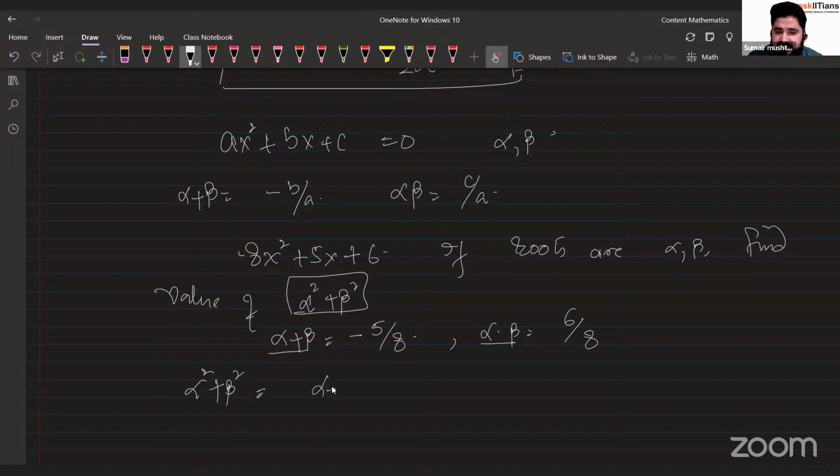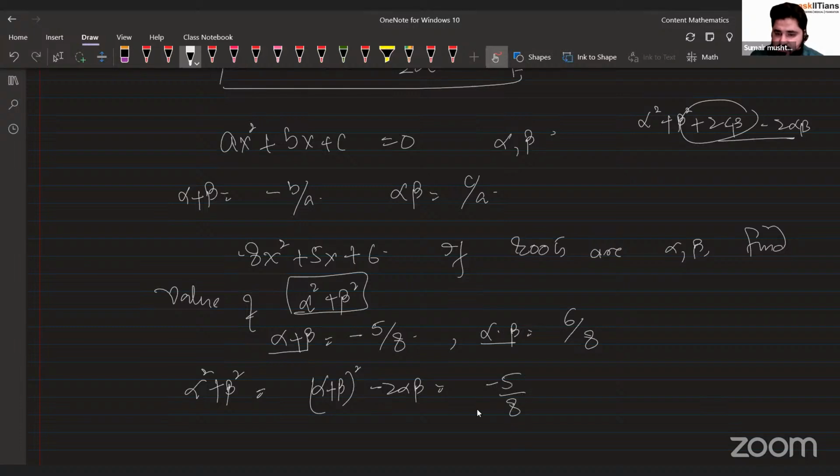Can I write this as alpha plus beta whole square? And here you will get an extra term. You will get alpha square plus beta square plus 2 alpha beta. This extra term has to be subtracted. So I will write here negative 2 alpha beta. So this becomes negative 5 upon 8 whole square, okay, negative 2 times 6 upon 8. So you will calculate until you get the answer. Clear?